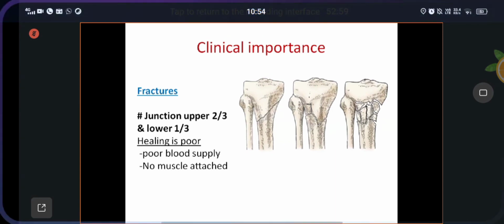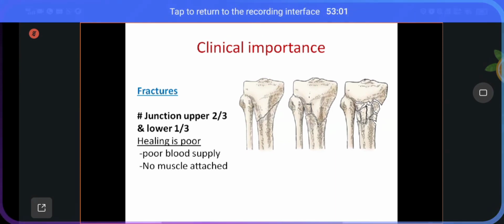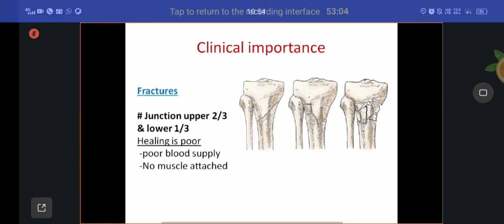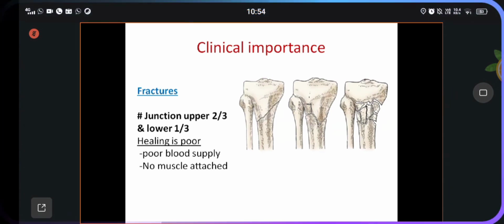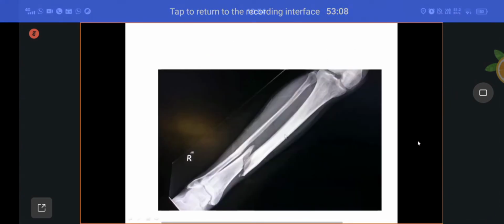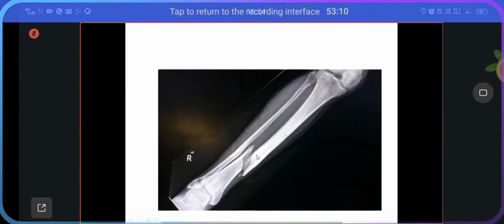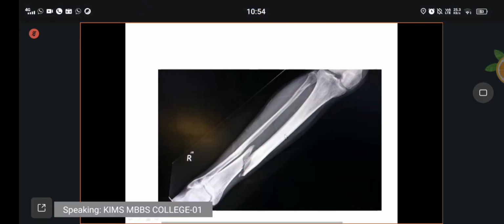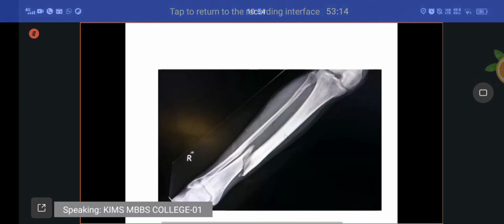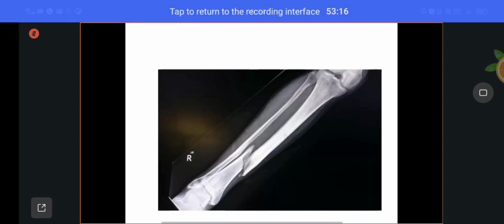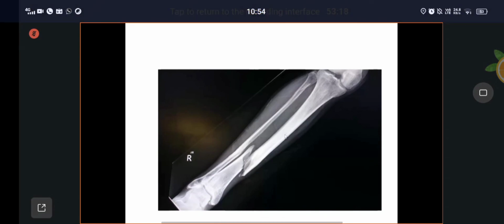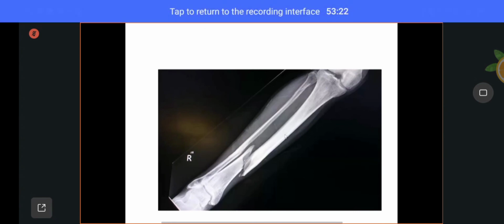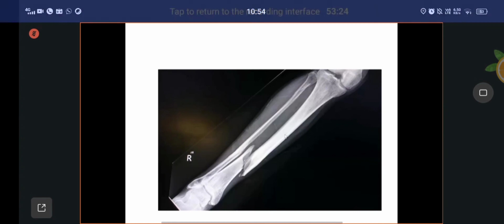Coming to the clinical importance, if you take any bone, fractures are very, very important. Fractures will be confirmed mainly by X-rays. In the X-ray, the bone will be identified as a white shadow.